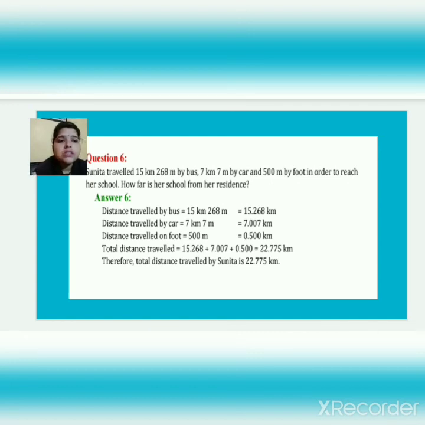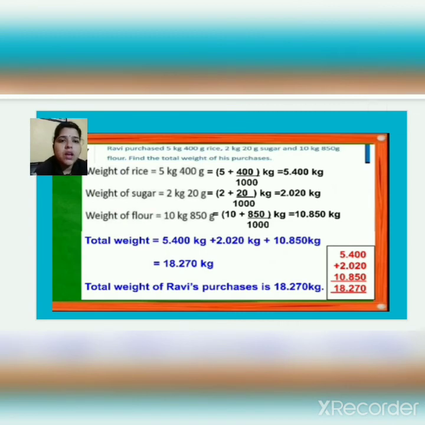So the total distance traveled by Sunita will be, we will add all the three distances. Therefore total distance traveled by Sunita is 22.775 kilometer. Now moving to the last question of this exercise. This is question number 7.